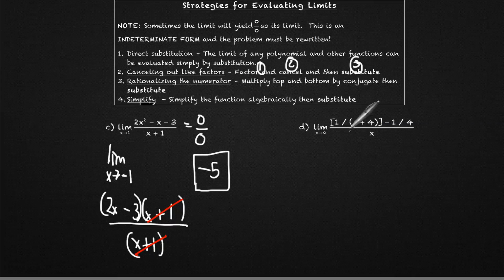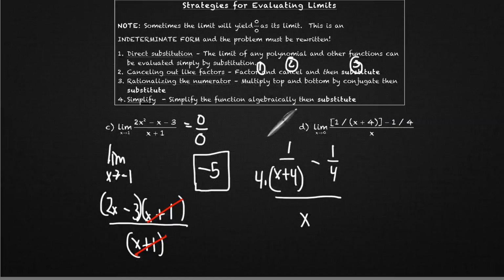Now step D. Here you have once again a situation where you're going to have 0 over 0. Plug in 0, you're going to end up getting 0 over 0. Here's where we have to go to the fourth strategy, which is to simplify the function algebraically, then substitute. So let's see what we have here. 1 over x plus 4 minus 1 over 4, all of this divided by x. We've got to get a common denominator between these two fractions. So we're going to multiply top and bottom by 4, and then we're going to multiply this fraction by x plus 4, top and bottom.